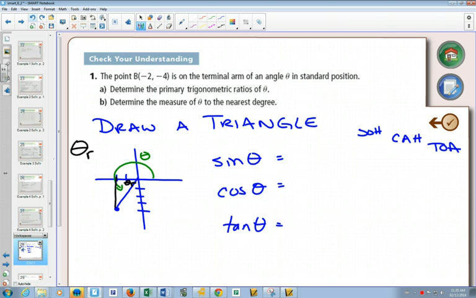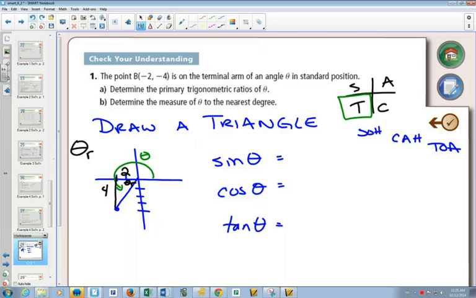And what rule did we have to help us remember where things were positive and negative? The CAST rule. So let's put that here as well. Right now, we're thinking in quadrant 3, because that's where our terminal arm is. So now I've drawn my triangle. What can I label on my triangle? I know that this side is 2, this side is 4. You can add the negatives if you want, but you don't have to when drawing a triangle.